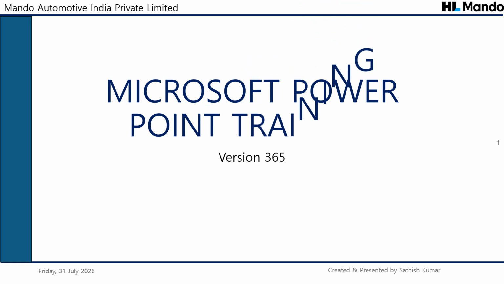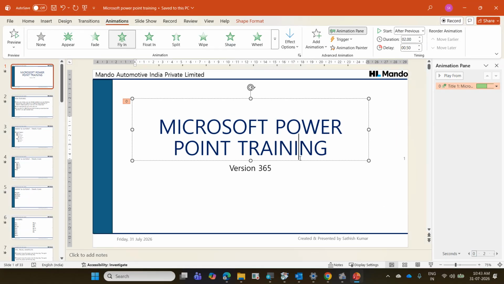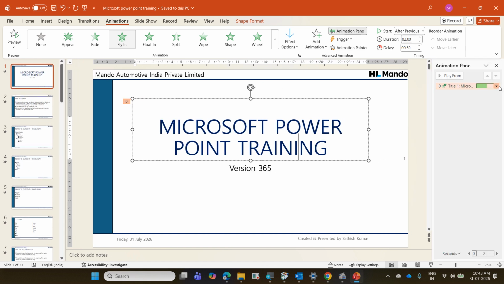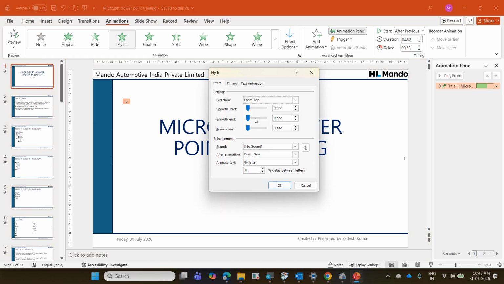Repeat the process. Select this, go to animation pane, there is an arrow mark, and go to effect option. Under effect option, animate text by letter or by word. When we come to the chart we can see how I want the January month, then February month, next objects, pictures. That animation we'll see in our upcoming sessions.